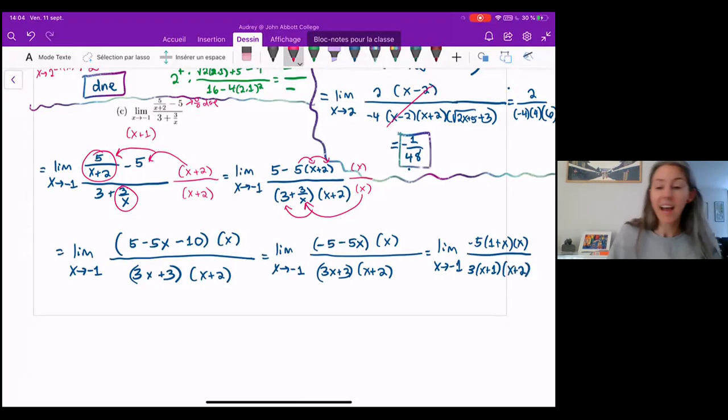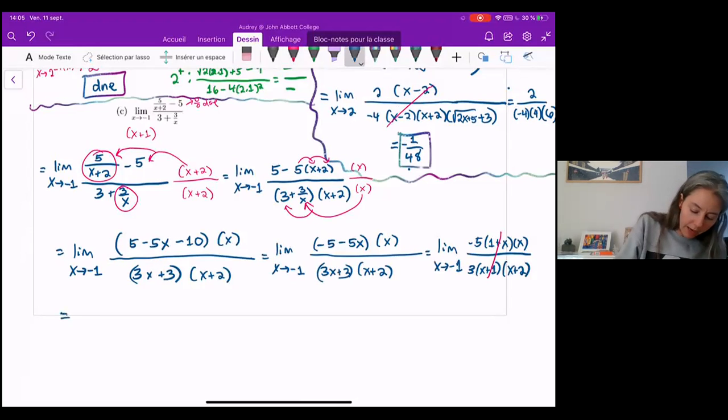Note that 1 plus x and x plus 1 are the same thing. Order of addition does not matter. 1 plus 2 and 2 plus 1 is the same thing. They are the same thing. So I can cancel out the 1 plus x with the x plus 1. And here I'll have the limit as x approaches negative 1 of negative 5x over 3 times x plus 2.